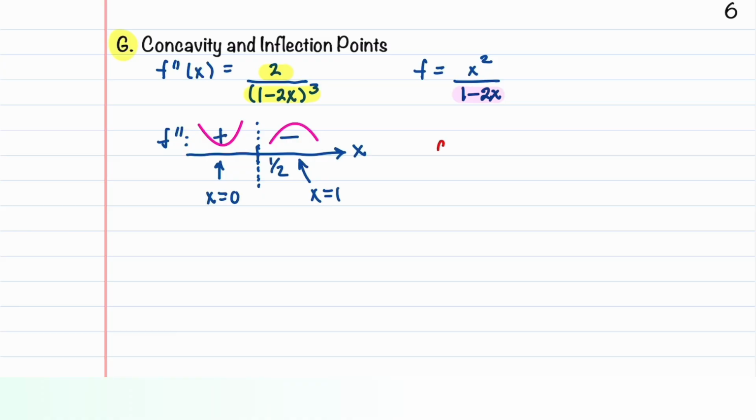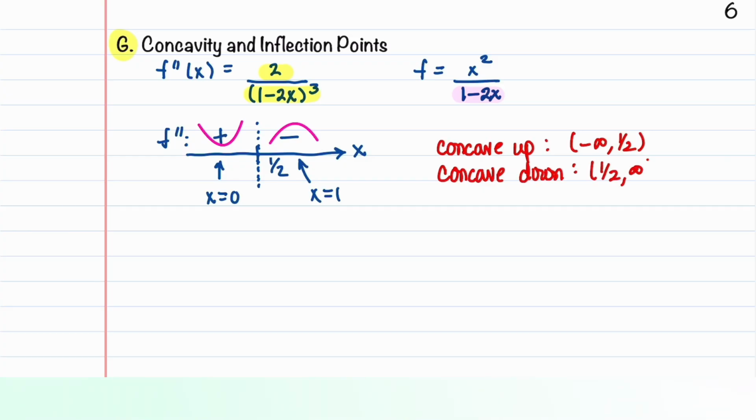We have concave up from minus infinity to 1/2, and then we have concave down from 1/2 to infinity. Because we do not have a point where the concavity changes, it only changes at an asymptote, we have no inflection point. Let's write down no IP.